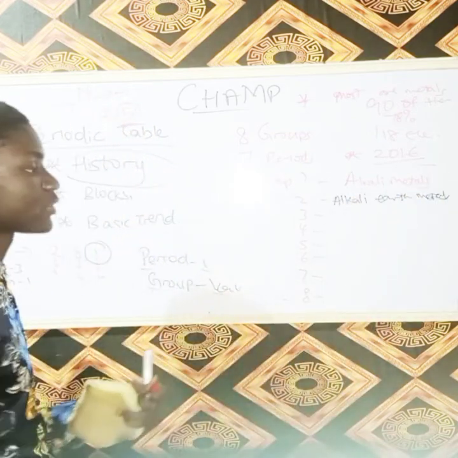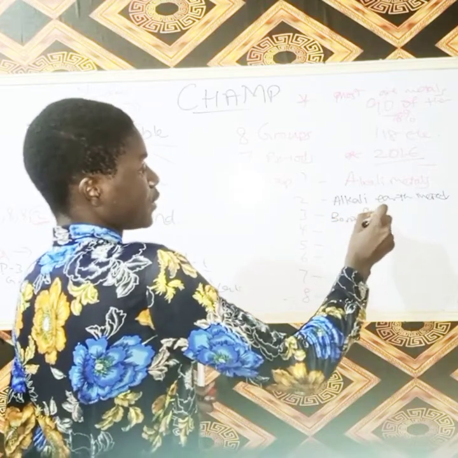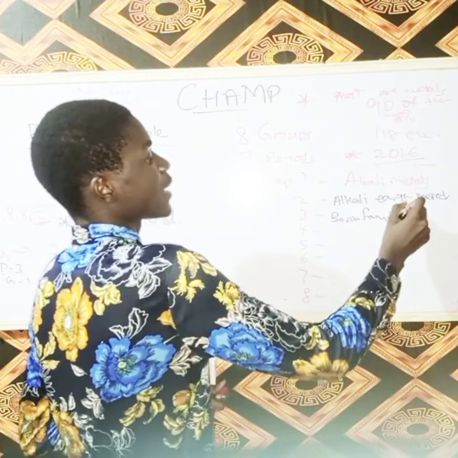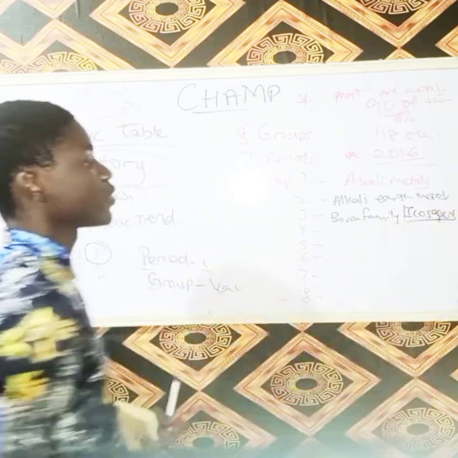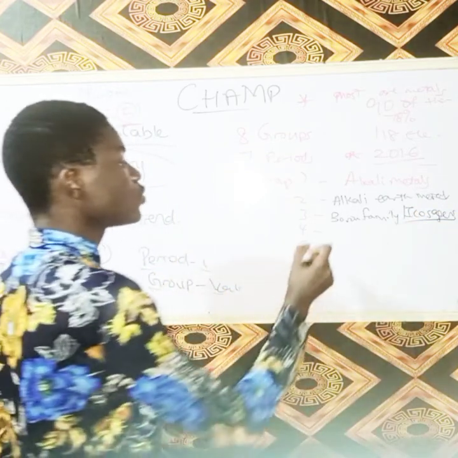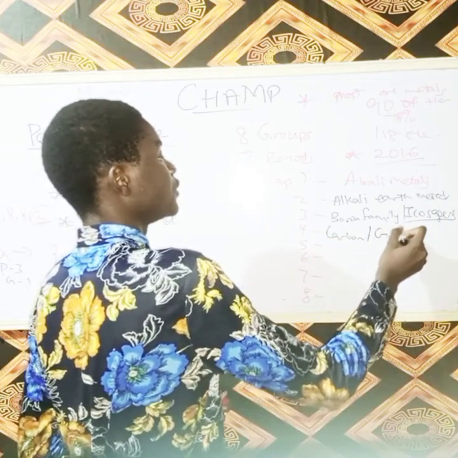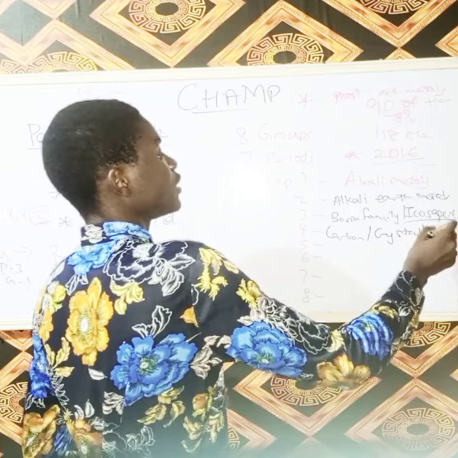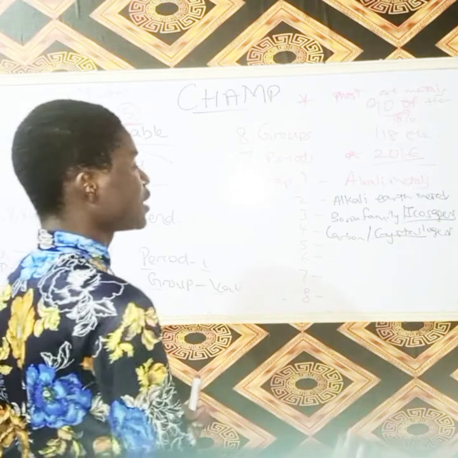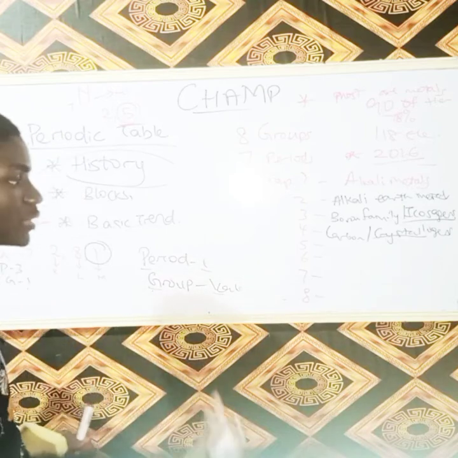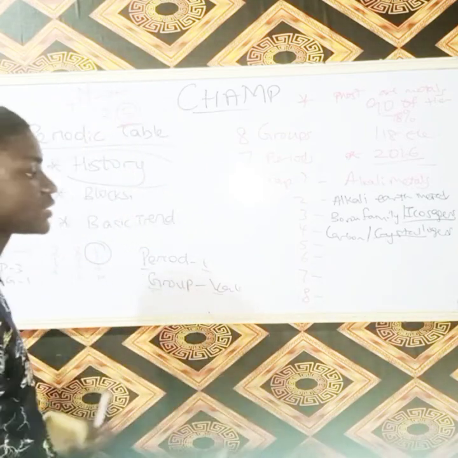I'm coming back to that. Group 3 are called what? Boron family, or you call them icosagenes. Group 4 are called what? Carbon family, or crystallogenes. They are called crystallogenes because they all exist as crystals. Diamond, graphite, most of them exist as crystals.